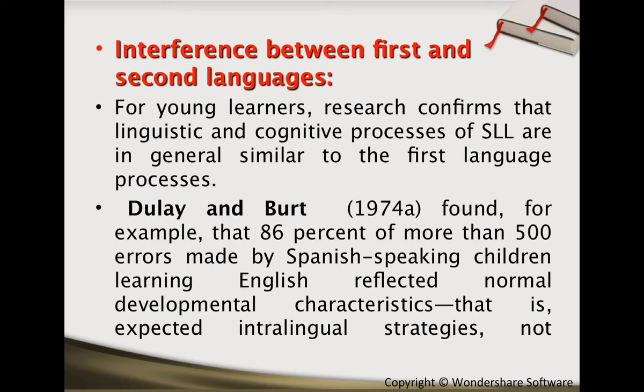1974 who actually advocated this idea and found out that 80% of more than 500 errors made by Spanish-speaking children learning English reflected the normal developmental characteristics, that is, expected intralingual errors, and not interference of the first language, okay? So when we learn a second language, we don't necessarily learn it via the interference or the mediation of the first language, but mostly we follow a natural order that even the first language learners follow to learn their first languages.